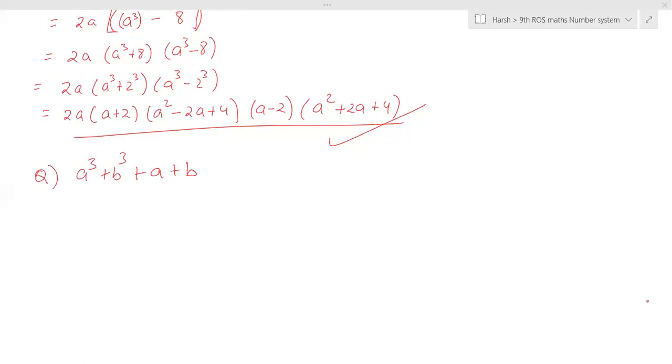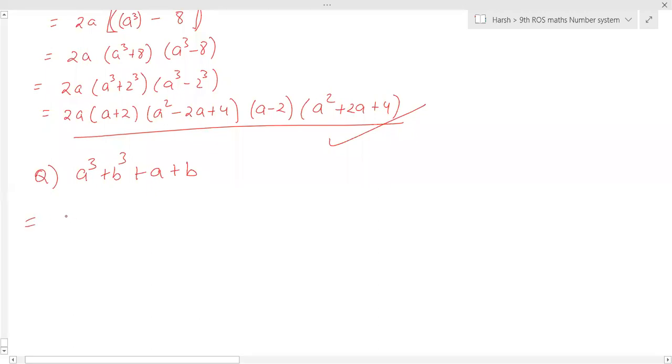Don't see so many hands. Okay. Ayush, your answer. Sir, answer is a plus b then a square minus ab plus b square plus 1. Absolutely correct. Yes, Ayush. Tell me.